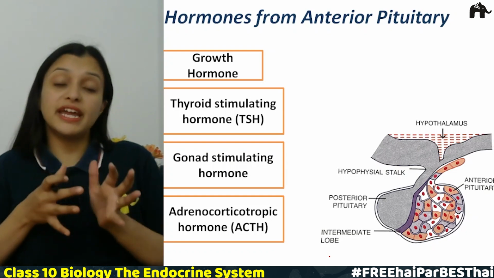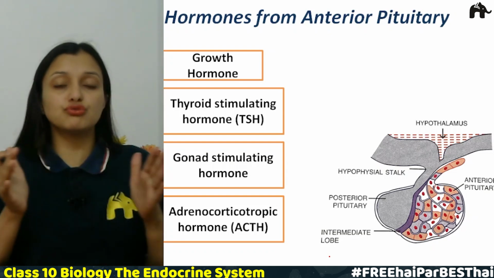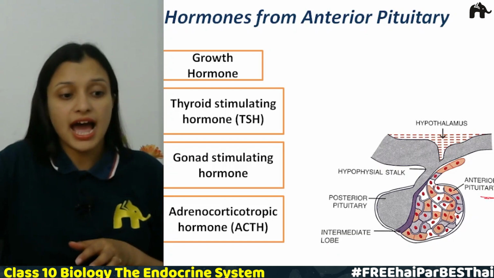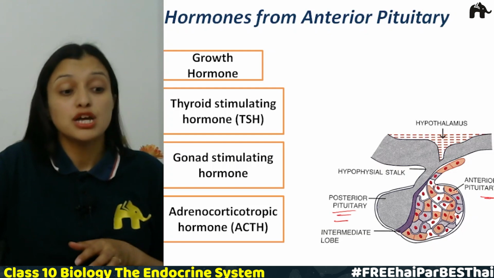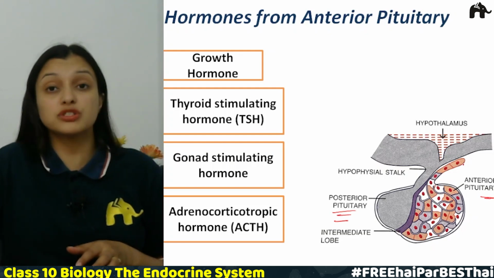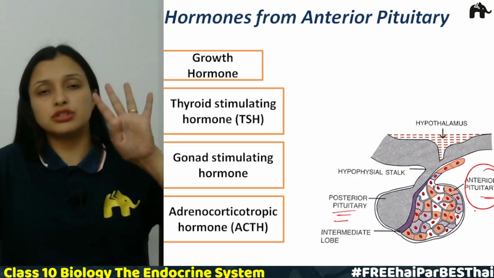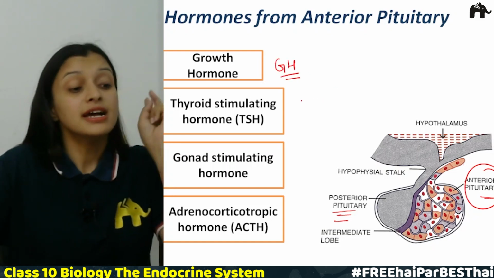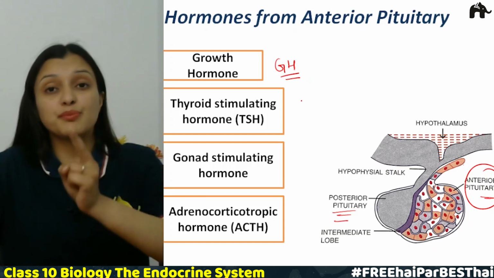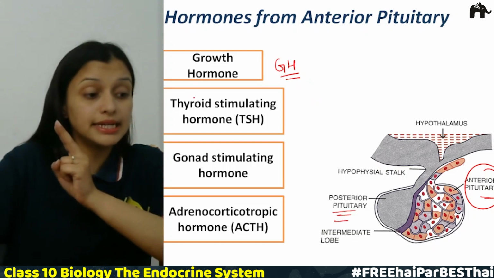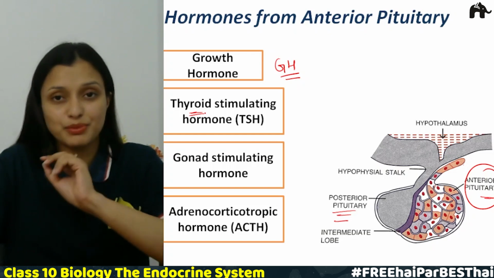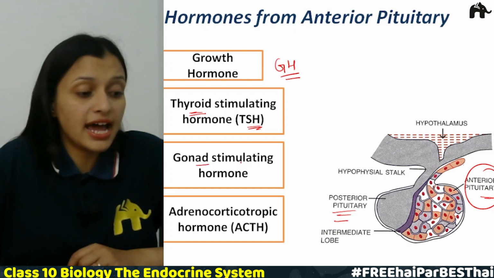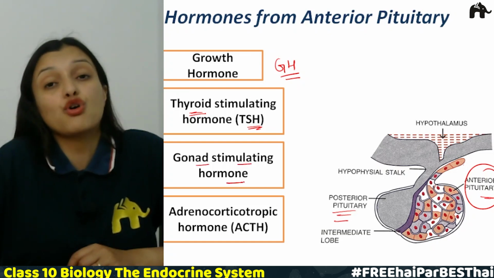Now the hormones from the anterior pituitary, because we spoke about the two regions of the pituitary gland. This is the anterior pituitary region and this is the posterior pituitary region, right? So let us talk about the hormones which are secreted by the anterior pituitary. There are 4. The first is growth hormone, right? It is very important. The second one is thyroid stimulating hormone. It is related to the thyroid gland, right? We'll study about the functions also. It is called TSH. The next is gonad stimulating hormone or gonadotrophin hormone.